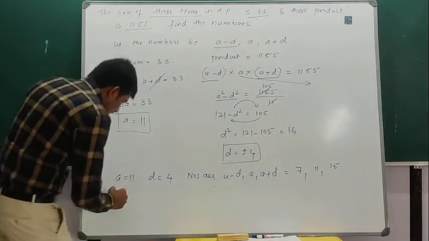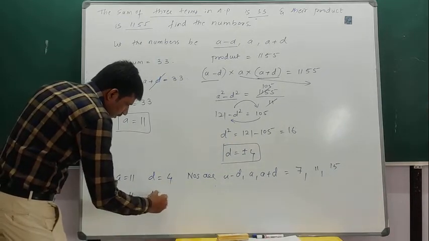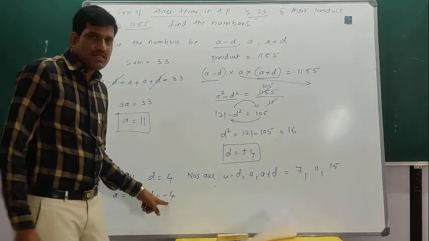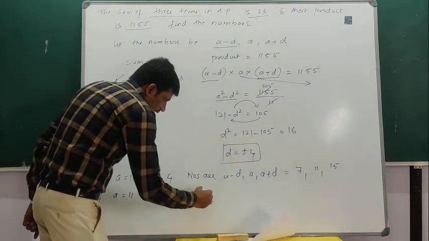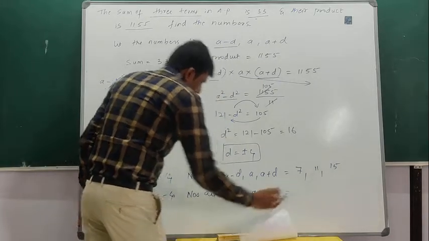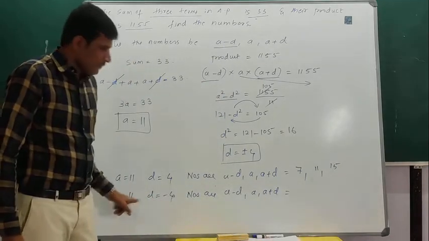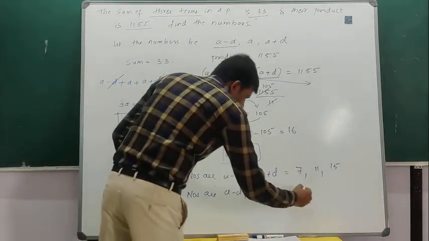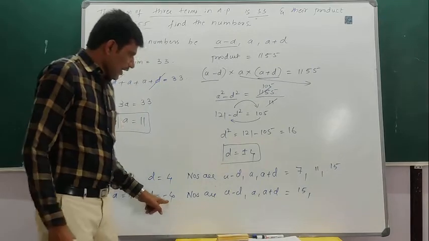I will take one more sequence, where a value is 11. What is d value? D value is plus or minus 4. First we will take plus 4, next minus 4. The numbers are a minus d, a and a plus d. What is the value of a? It is 11. D value is minus 4. 11 minus of minus 4, that is 11 plus 4, how much is it? It is 15.